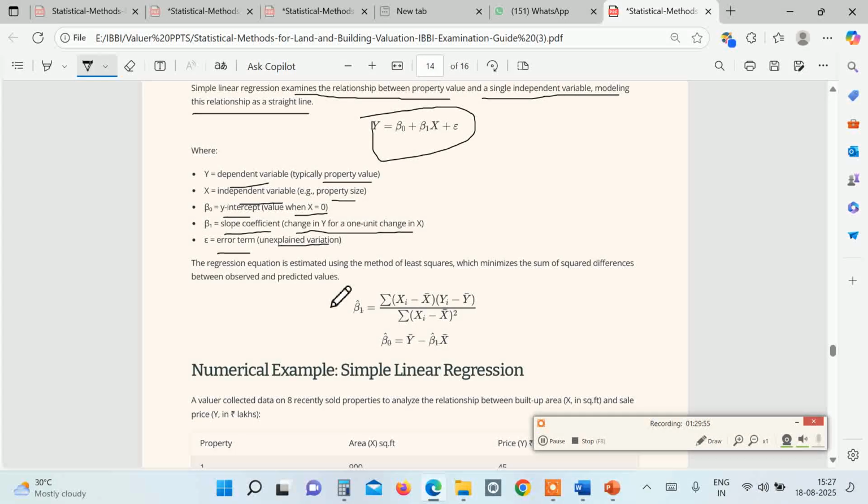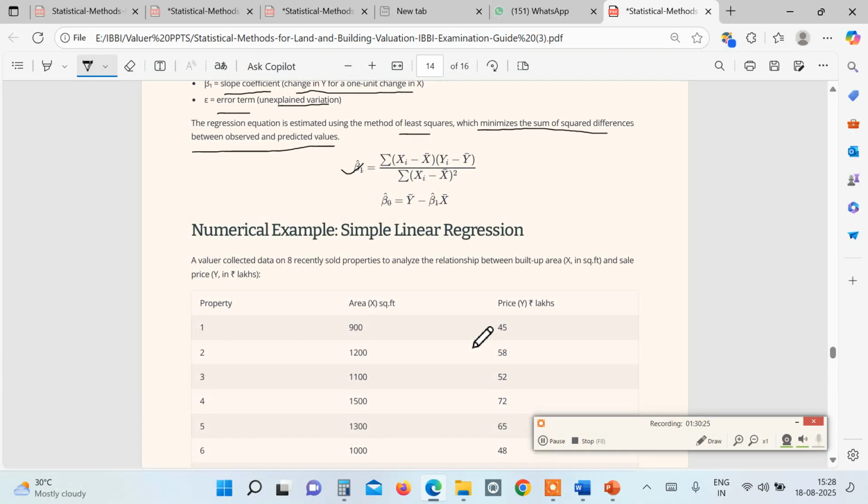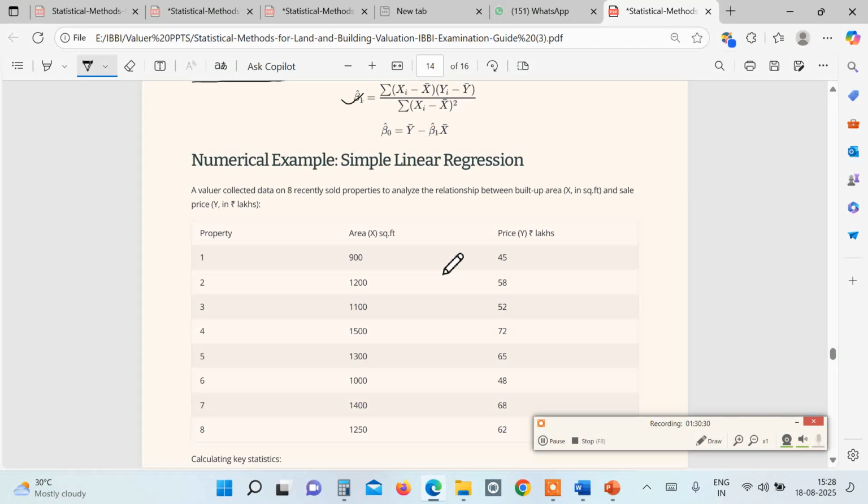The regression equation is estimated using the method of least squares, which minimizes the sum of squared differences between observed and predicted values. For that, you have to calculate beta 1, which is equal to the summation of xi minus x bar multiplied by yi minus y bar, divided by the summation of xi minus x bar whole square. And beta 0 is equal to y bar minus beta 1 into x bar. So we will be taking an example that will make things clear for simple linear regression.